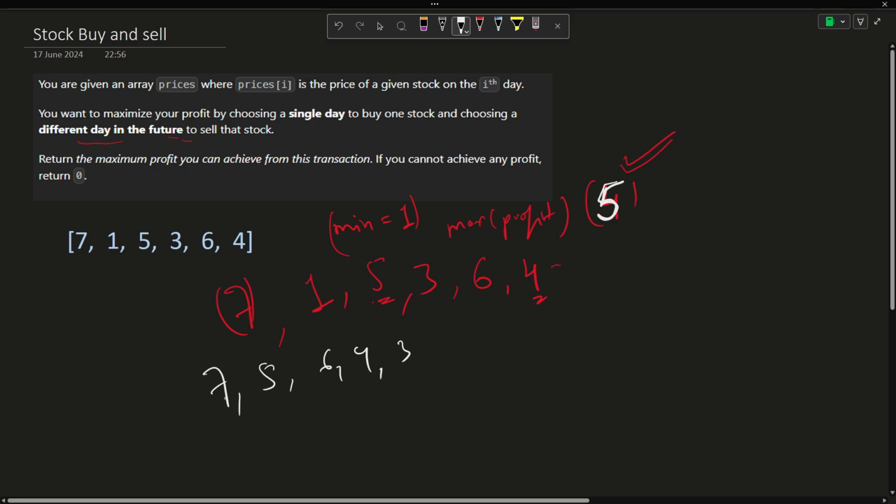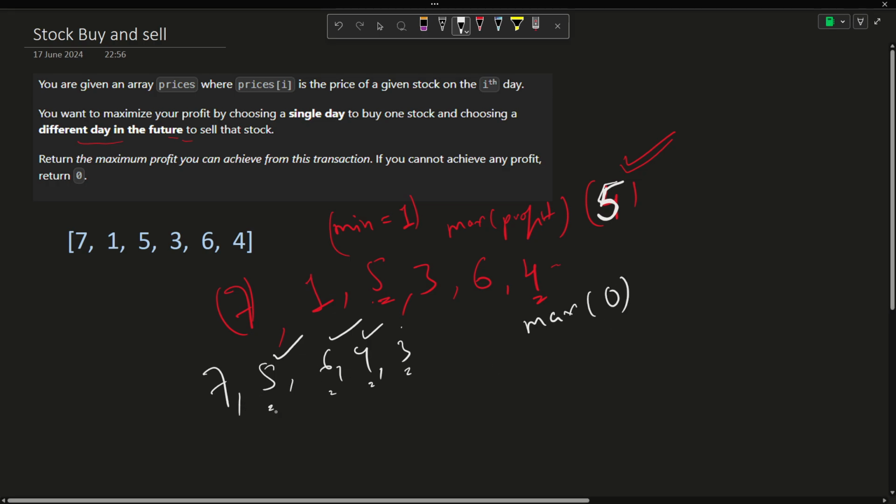In this case, if you buy at any price, on the 5th day, on the 6th day, or the 4th day, at this price, or at this price, you cannot make any profit on selling on any day in the future. So we can say max profit, if we initialize with 0, we can keep on checking.